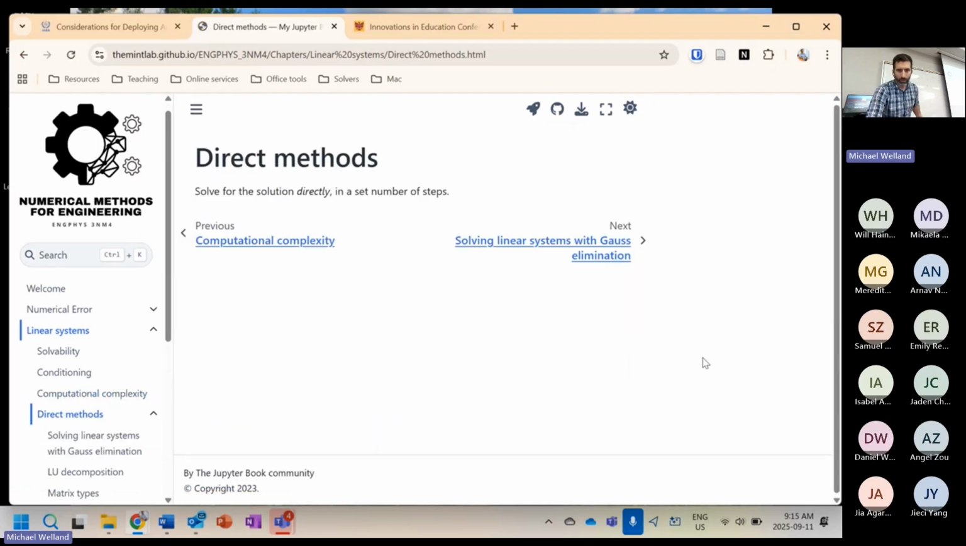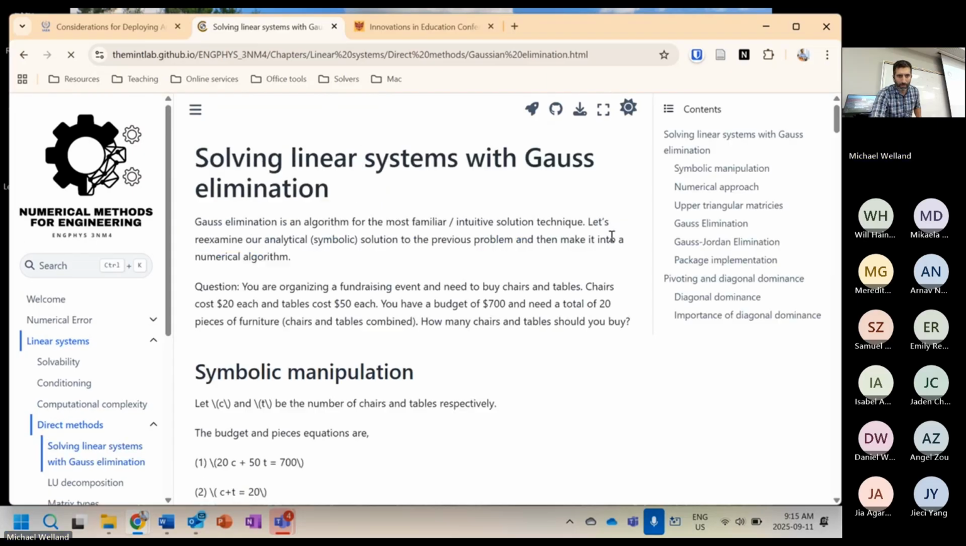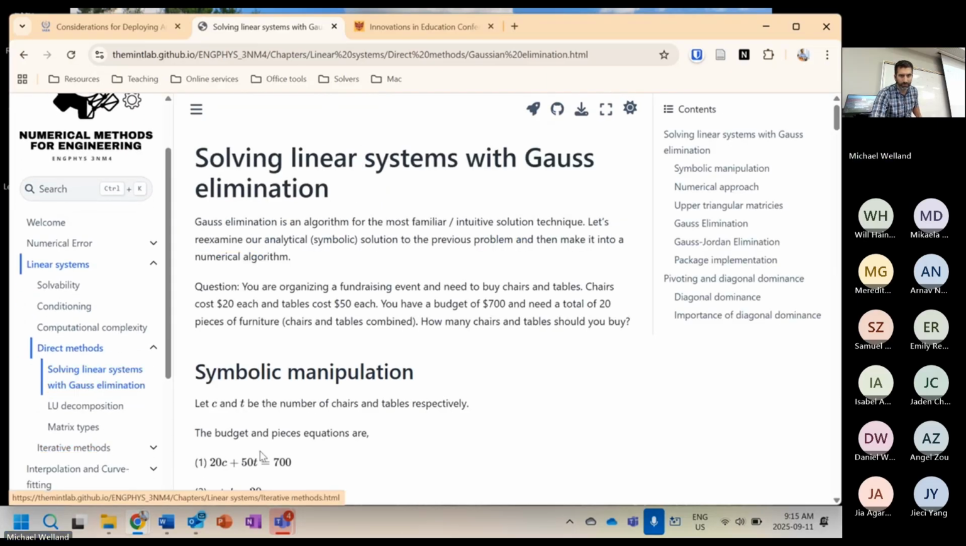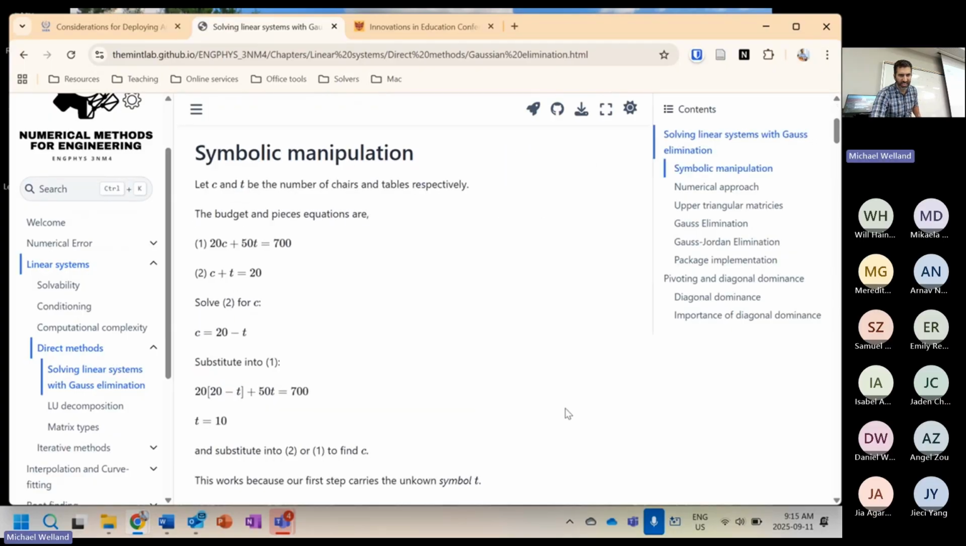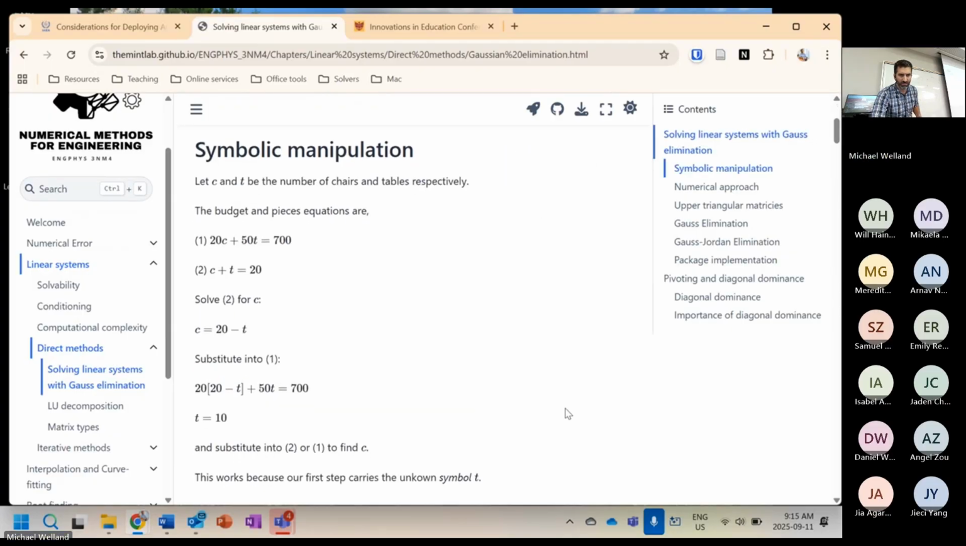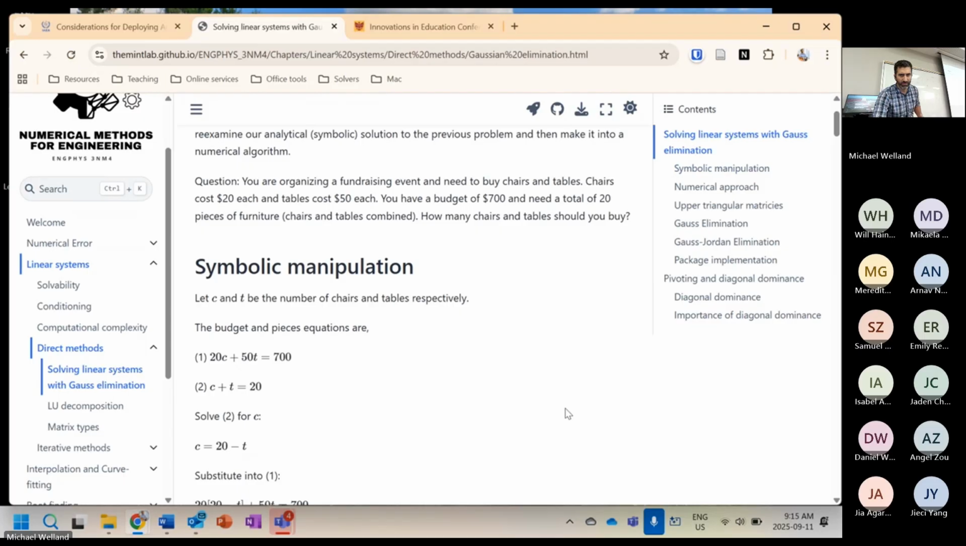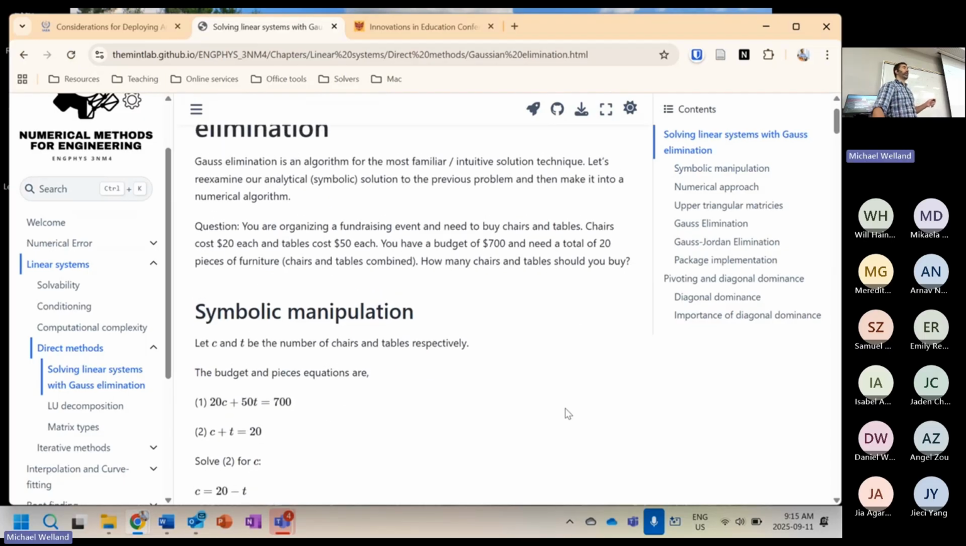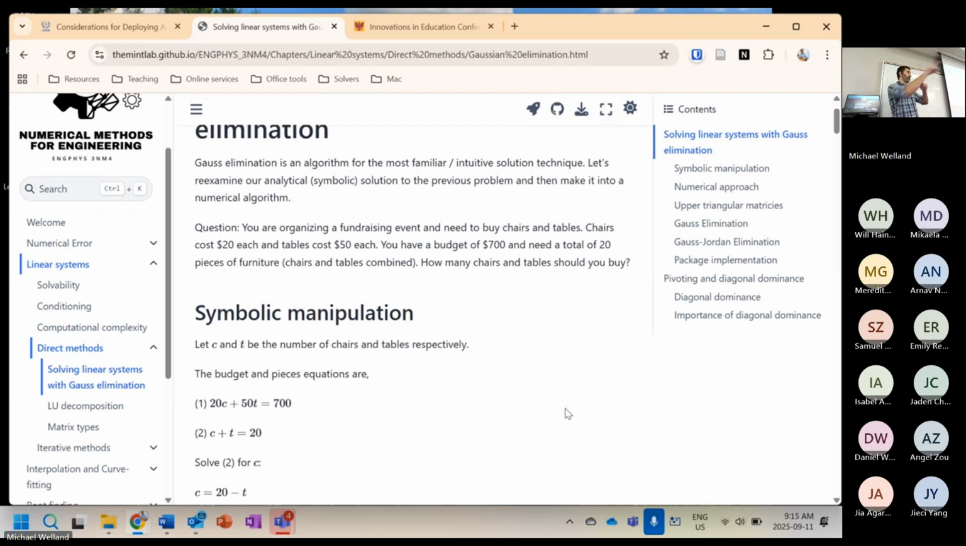All right. Oh, I got 5 minutes. What are we doing tomorrow? LU decomposition, matrix types. Yeah, I could do that tomorrow. Should we go through Gaussian elimination? We have 5 minutes. Do you have any questions so far?